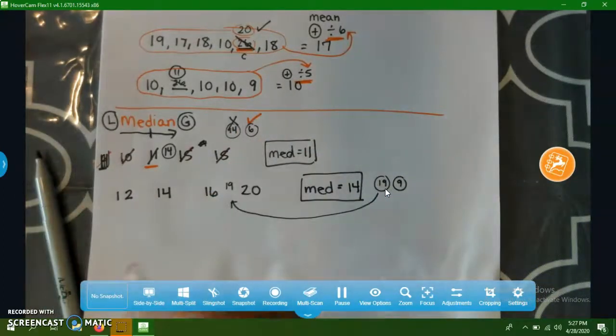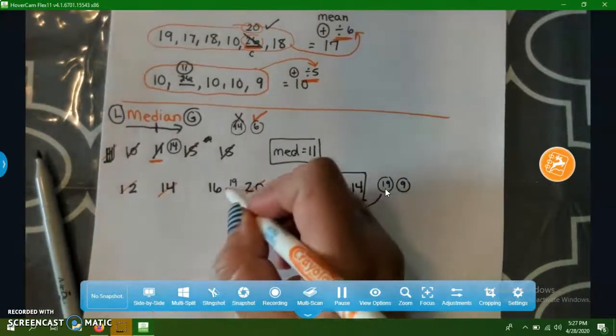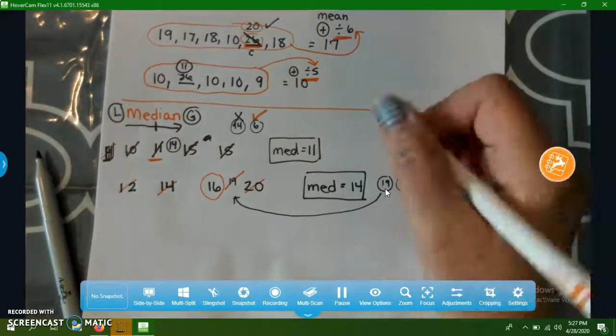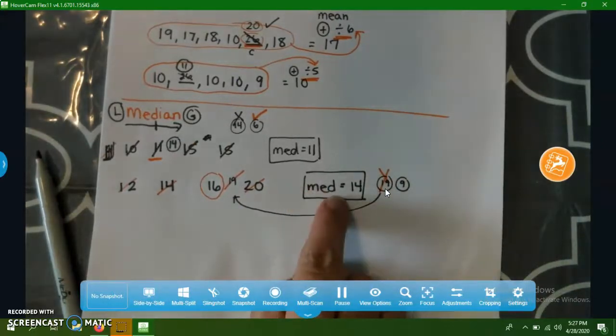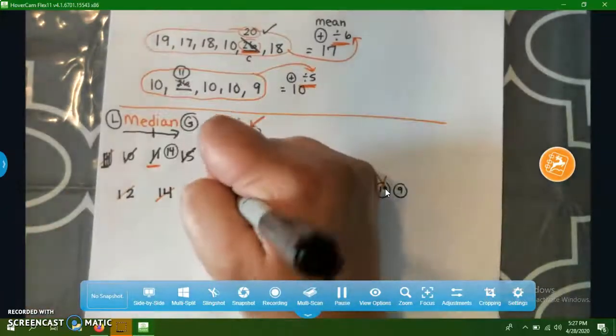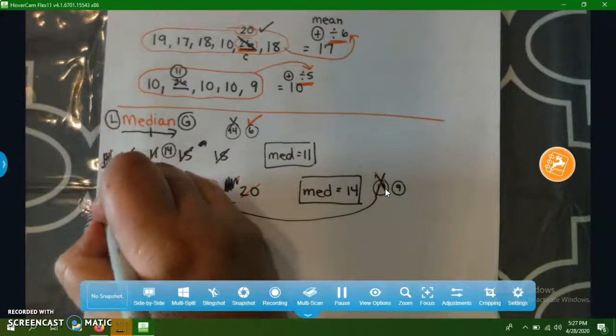And then I'm going to find my median and see if it works out. So 12 is gone, 20, 14, 19. So see, this leaves 16 as my median. So 19 actually did not work. It did not give me the median of 14 that I wanted. So now I'm going to scratch out the 19 because it didn't work. And I'm going to plug in the 9 up front.